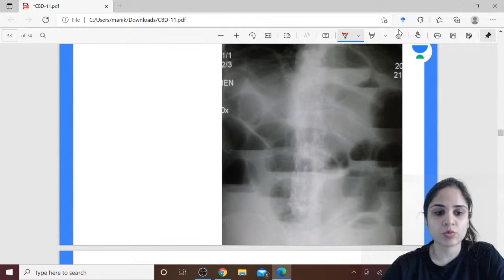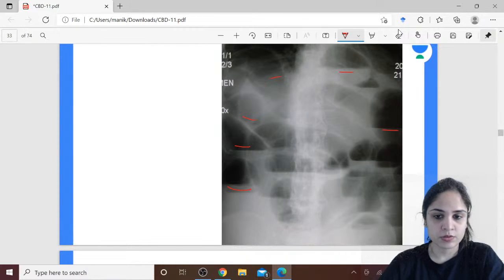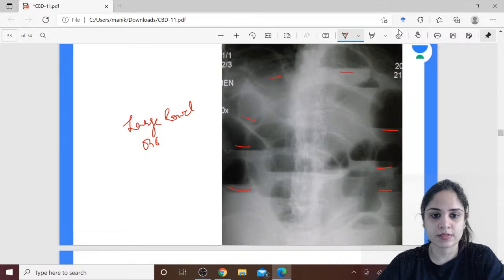What is this, large or small bowel obstruction? Look at the multiple air fluid levels and the arrangement of the air fluid levels, and look at the diameter of the bowel also. Even though it looks like there are some dilated air fluid levels in the center, they are actually mostly in the periphery. So this is nothing but large bowel obstruction.